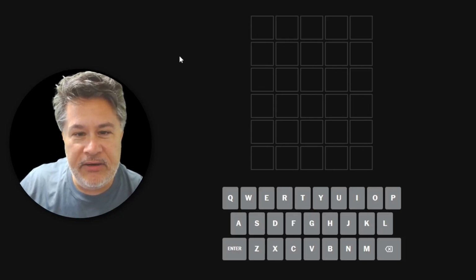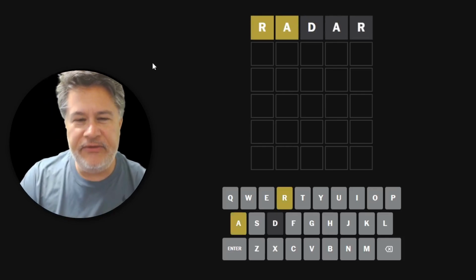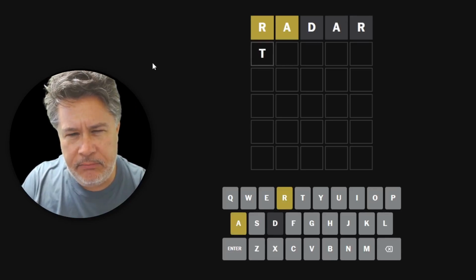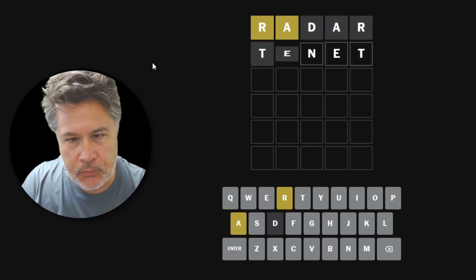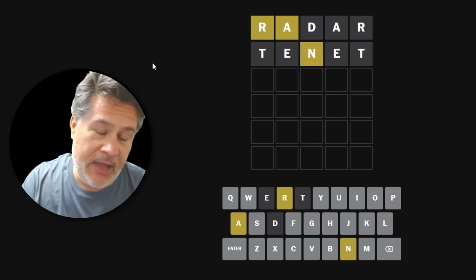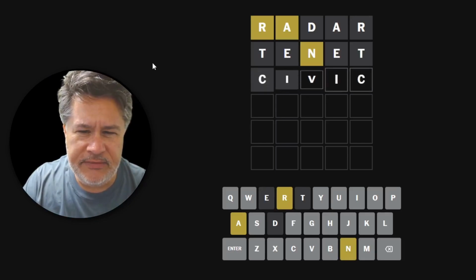I do think that radar and tenant were really good, so let's continue to use those. Yep, that was excellent. Let's go ahead and put the tenant in. We have three of the five. Those ANRs actually don't look too bad. Let's put civic in next. I think that would be good to see if there's an I.